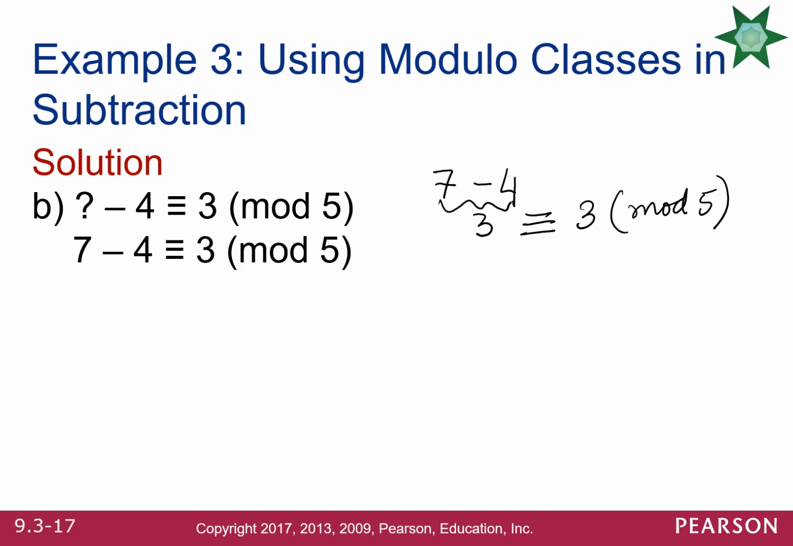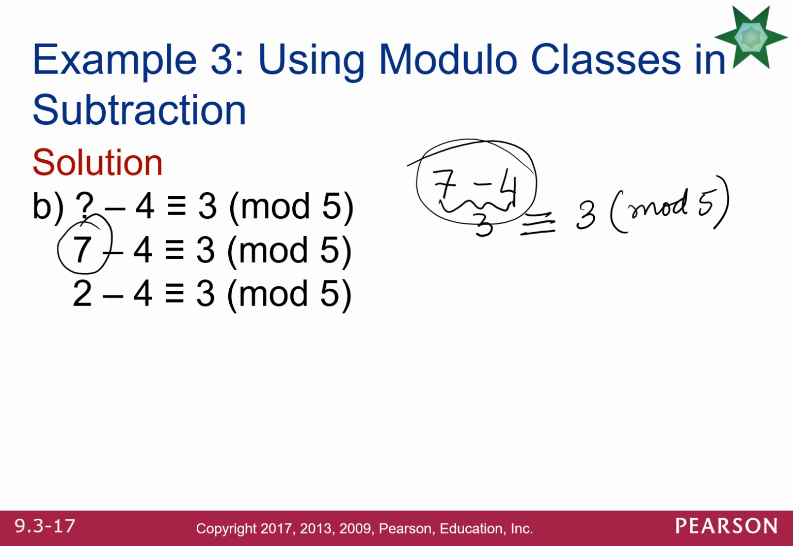They have replaced the question mark with a 7. They have replaced the question mark with a 7 minus 4. All right, just the way we had thought of. And then we need this value to be less than 5, correct?